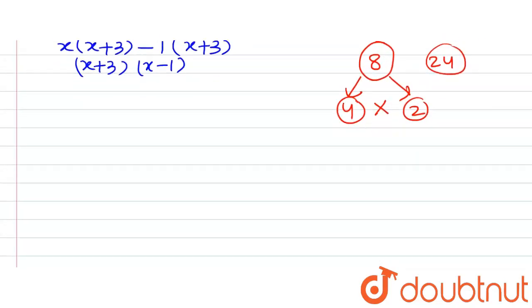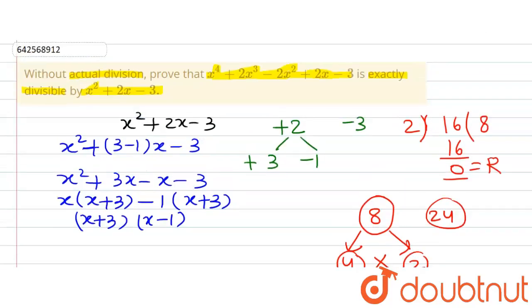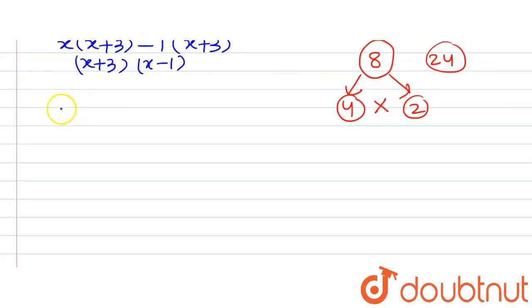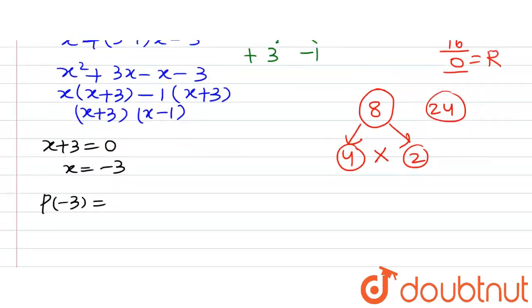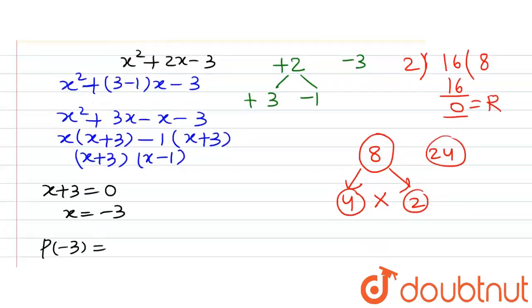Let's prove that x plus 3 and x minus 1 are factors of the given polynomial. Let's denote the polynomial by p(x). So first, x plus 3, equate it to 0, and find the value of x from here, that is minus 3. Put this value of x in place of x in the polynomial. So p(minus 3), find the value of p(minus 3).